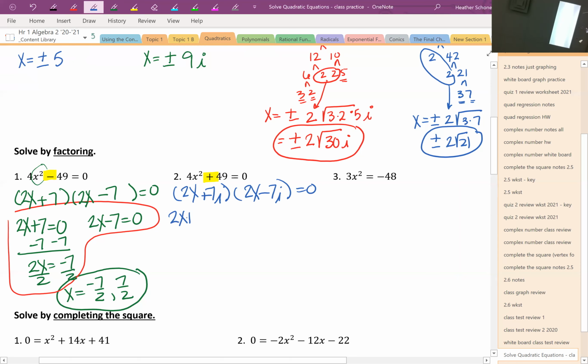So now one equation is 2x plus 7i equals 0, and the other is 2x minus 7i equals 0. So here I'm going to subtract 7i from both sides. So I get 2x equals negative 7i. I divide by 2, so x is negative 7i over 2.